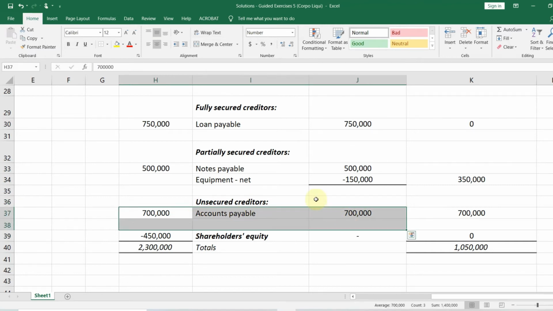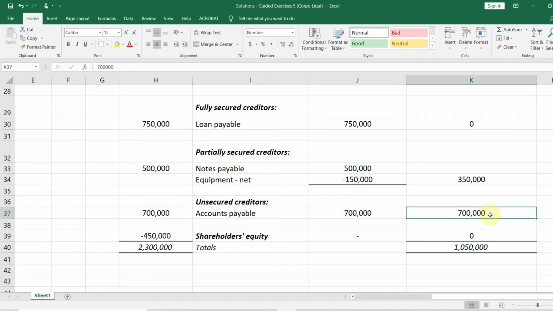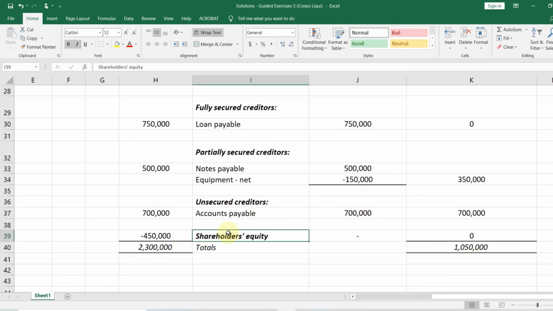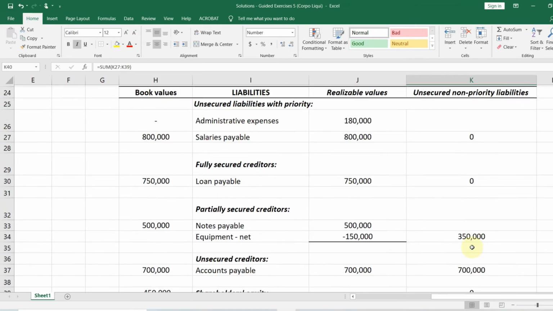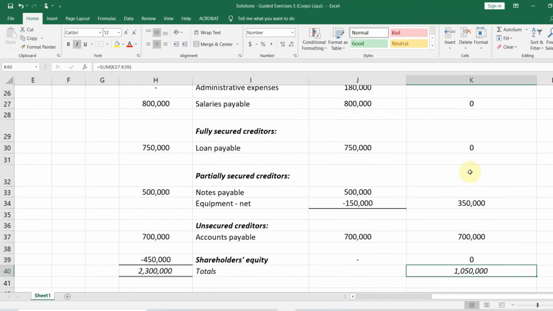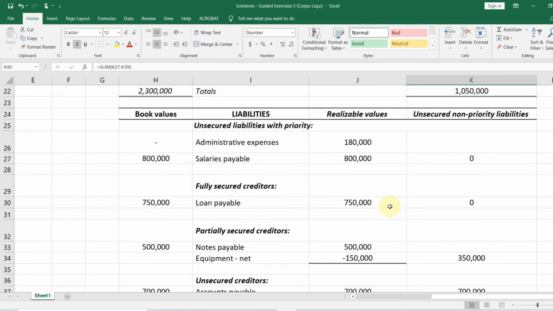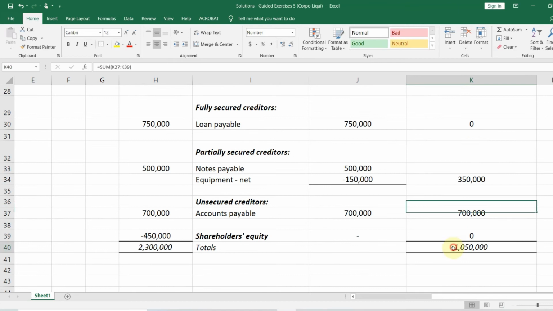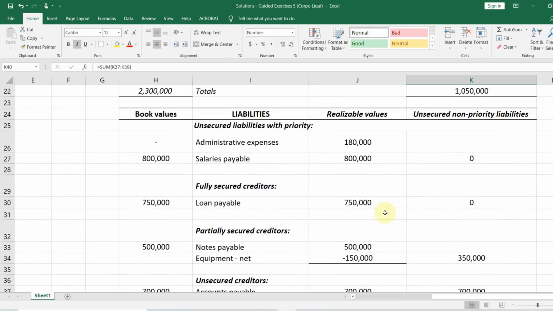Now, you compute for the unsecured creditors without priority. That's the accounts payable, 700. Just put it in this part. Then, for the shareholders' equity, 450, this is the capital deficiency, the one presented in the financial statement. Here, 0. So the shareholders receive nothing. Then you get a total of unsecured non-priority liabilities at 1050. So it looks balanced, 1,050,000. So that's how you prepare the statement of affairs.